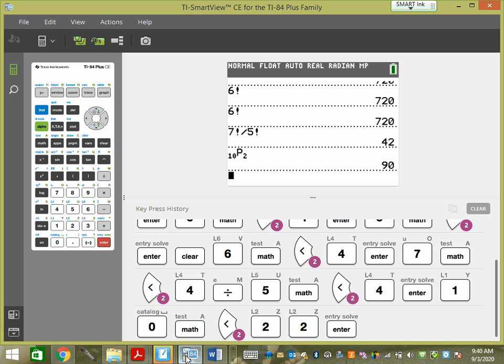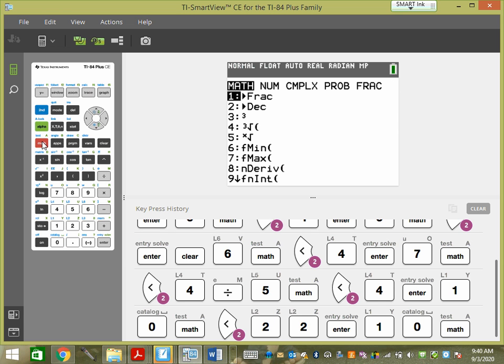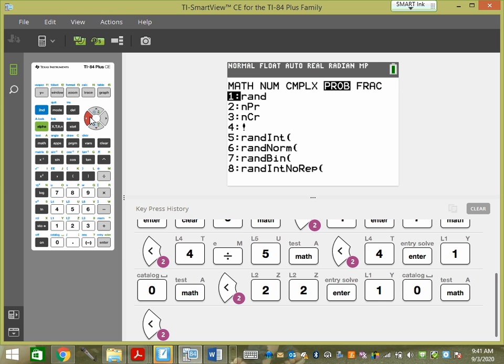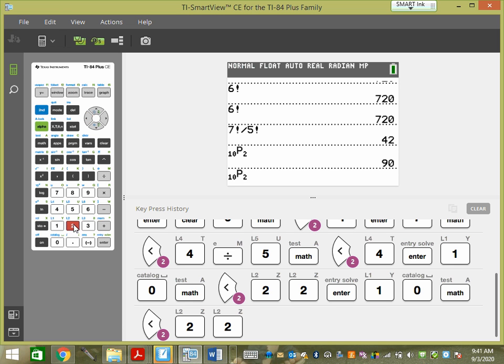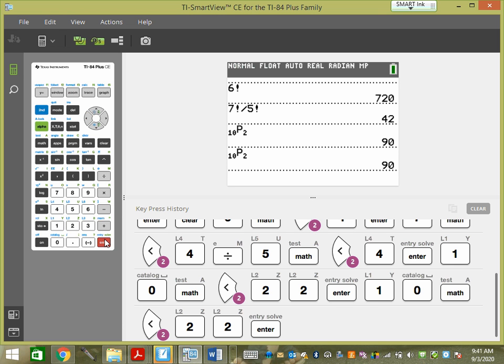We're going to go 10. And we're going to go to math, where we went yesterday. Math, arrow over, 2, P 2. And we get 90, so we know we're right. Right?